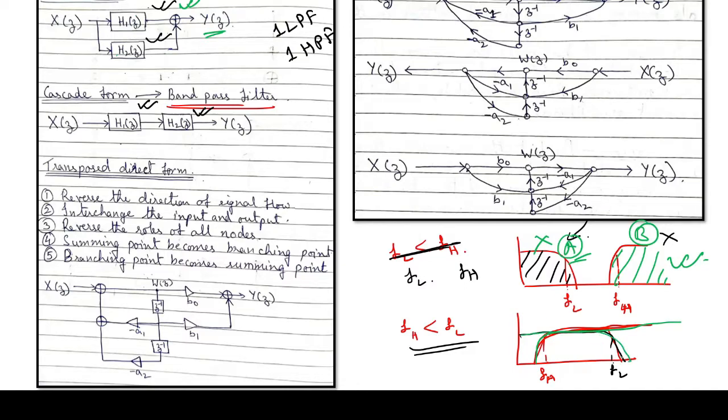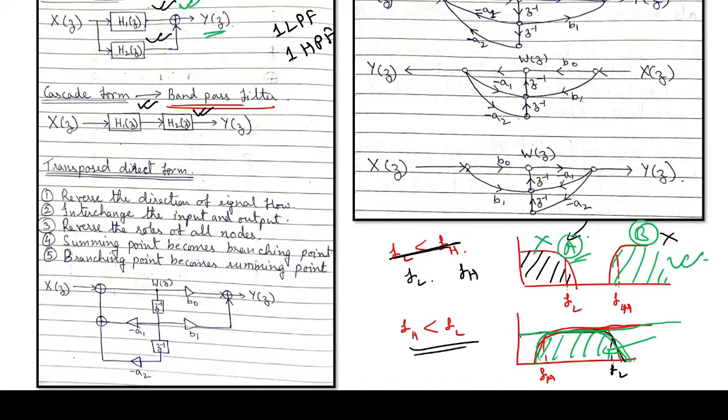Contrarily, if I first pass it through the low pass filter, then this low pass region would be there. Then if I pass it through the high pass filter, this would be there. And if you see the overlap area, this shaded portion is the overlapped area, and we get the thing. So in the cascading, what is happening? It is basically the multiplicative system, whereas in parallel form you will be having the additive system.